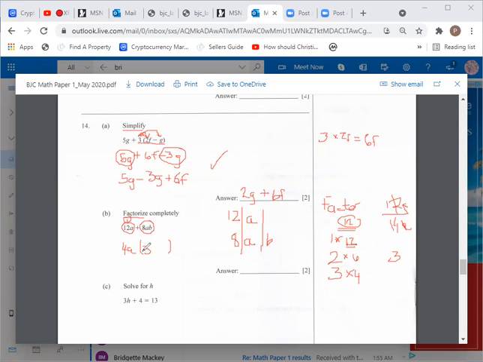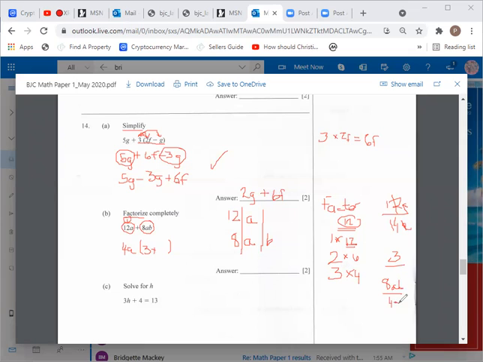So 4a times 3 gives me 12a. Okay? Now let's look at the second term. What can I multiply 4a by to give me 8ab? Let's go ahead and do the same thing. Start with the 8ab and divide it by the 4a.